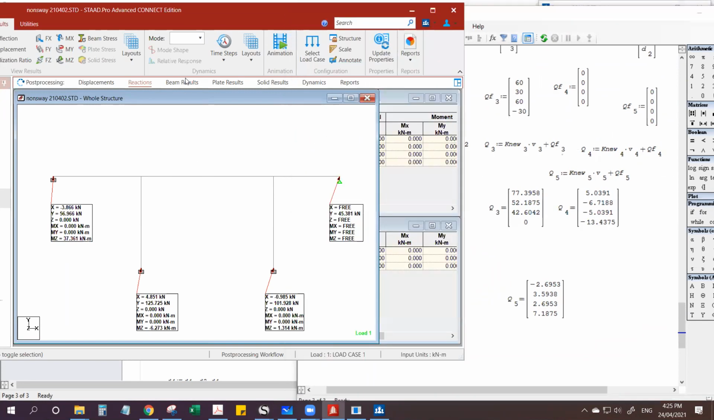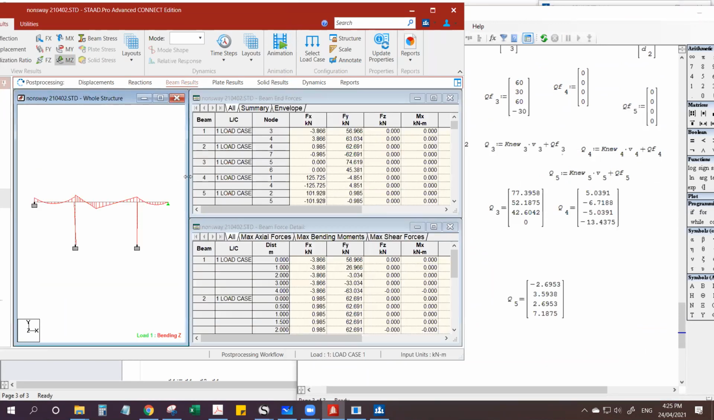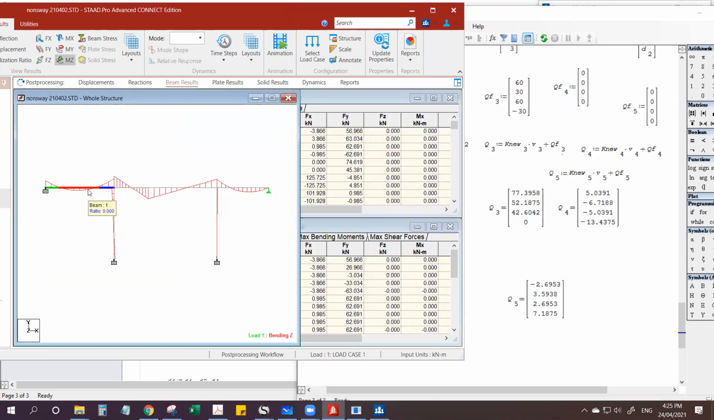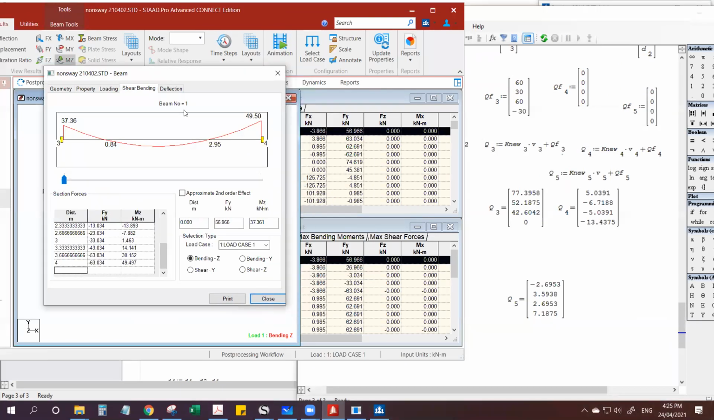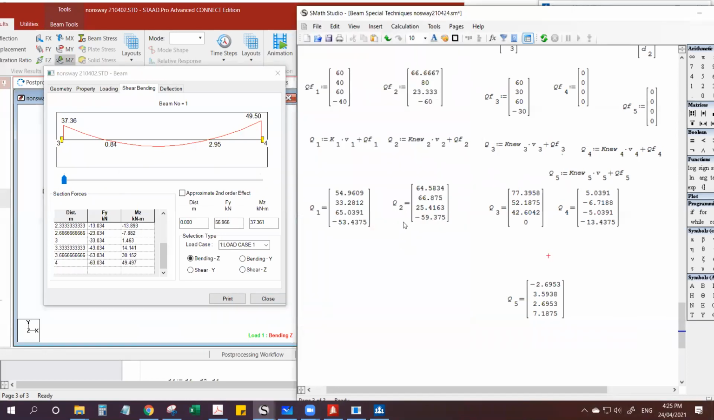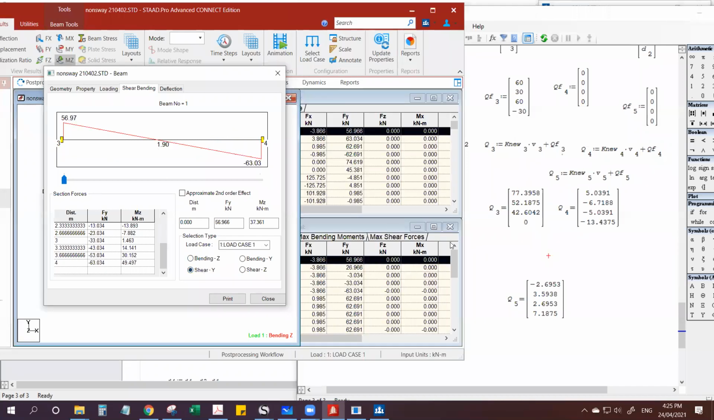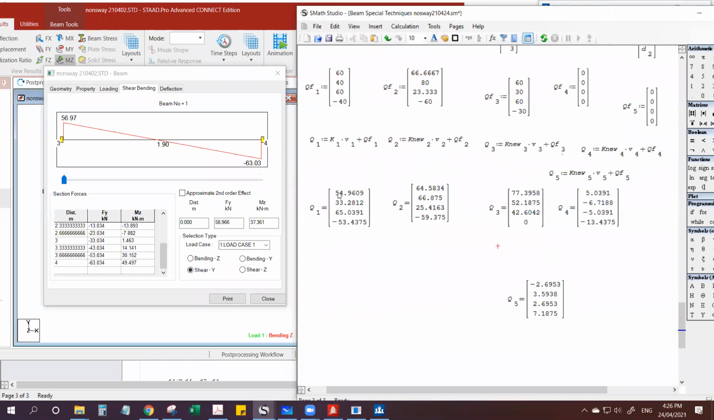For member forces, I'll double click this shear bending. So I have 37, 49. For the moment, while I have here 33, 53. Then for the shear, 57, 63. I have 55, 65. Okay.